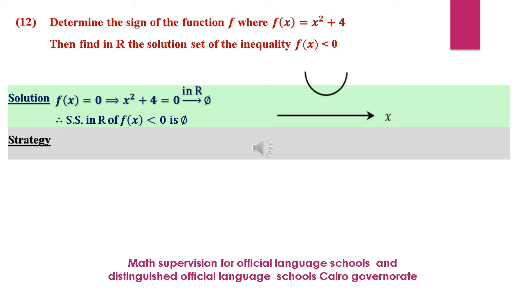Therefore, it's positive in R. So, the solution set of the inequality f of x less than 0 will be phi, as the function is drawn in the positive direction, away from the negative part.